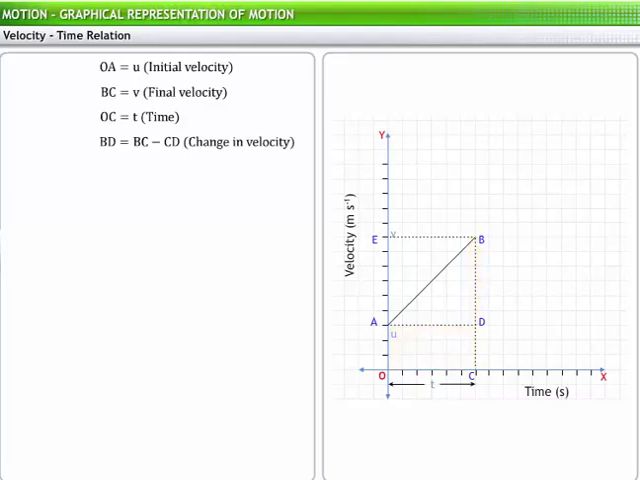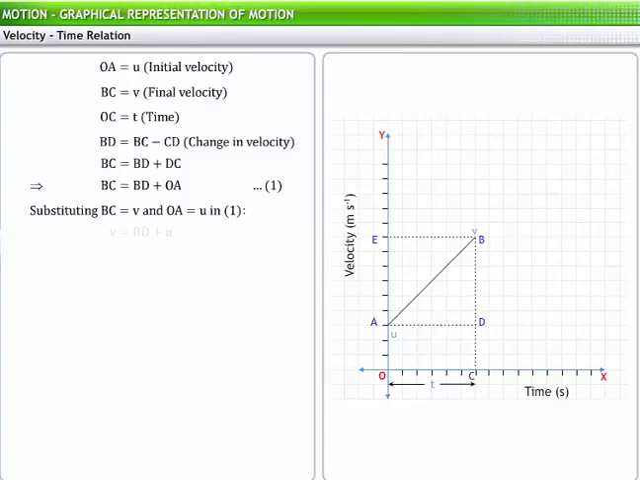OADC being a rectangle, OC is equal to AD, and hence AD also represents the time t. BC is equal to BD plus DC, which is equal to BD plus OA. Let's call this equation 1. Substituting BC is equal to V and OA is equal to U in equation 1, we get V is equal to BD plus U, or BD is equal to V minus U as equation 2.